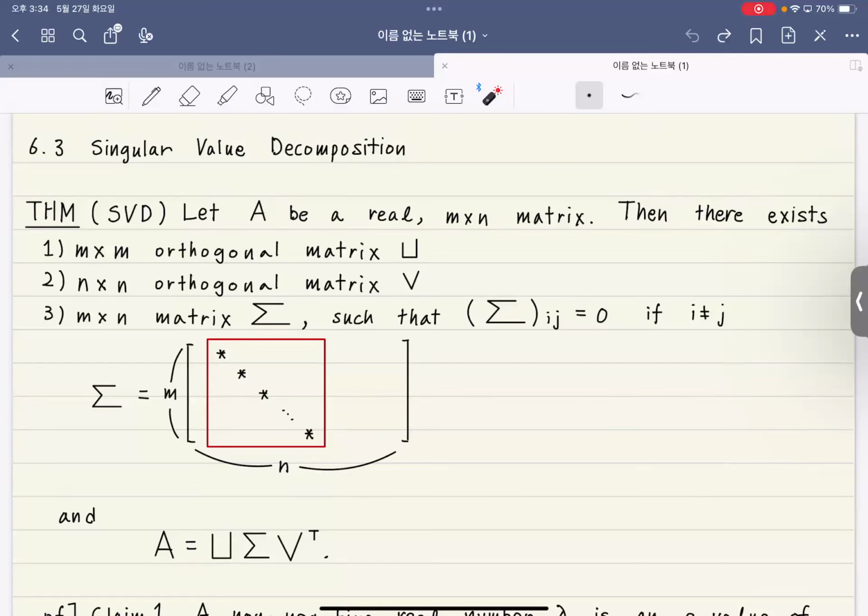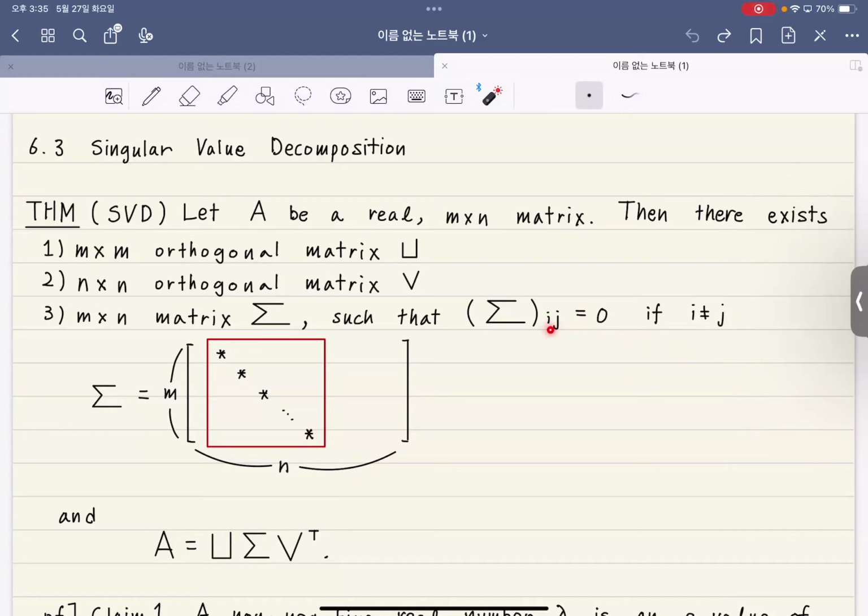And finally, the sigma. This is the most interesting one. This is an m by n matrix, so the dimension of sigma is the same as the dimension of matrix A. And I say this matrix sigma is an almost diagonal matrix. How can I say a possibly non-square matrix is diagonal? Well, this equation gives the idea of what I mean by an almost diagonal matrix.